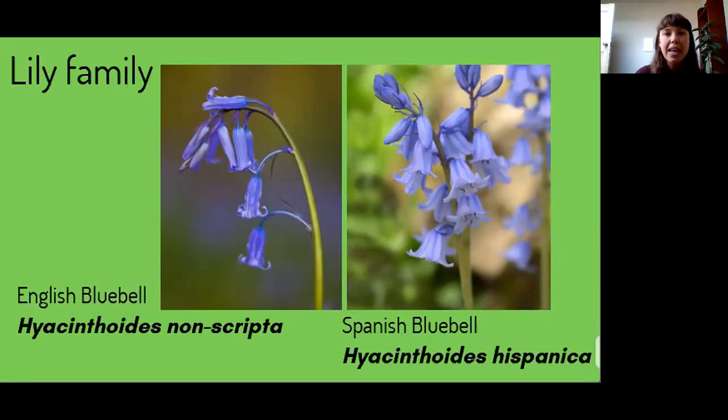Now, both species have those white and pink variants you sometimes see, but sometimes you'll also come across a bluebell with features from both of these species, and that's very likely to be a hybrid bluebell. So it has one parent from each species. So next time you see a bluebell, have a closer look and see if you can identify it.